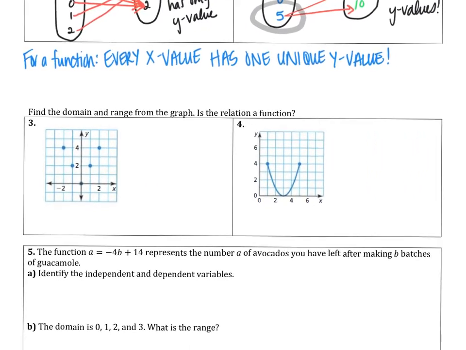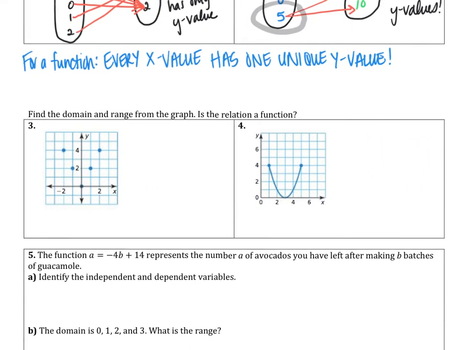Find the domain and range of the graph. Is the relation a function? Okay, so let's do this. We are going to list out our domain and range first. That's what it tells me to do. My domain are all x values. So I'm going to come over here and look at, for this point, what is my x value? It's -2.